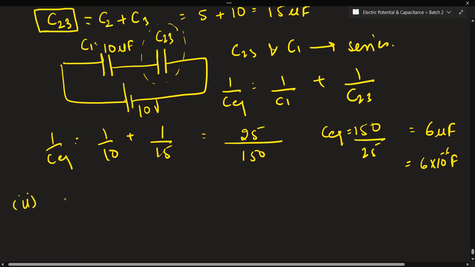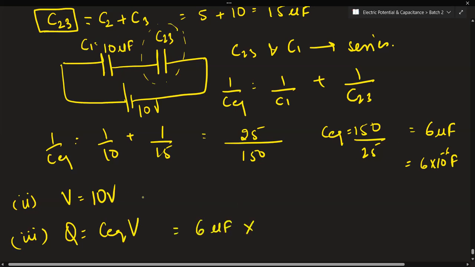Regarding the second answer, total voltage will be the 10 volt only. This is the total voltage of the circuit. Third part says total charge. Total charge will be what? Total capacitance multiplied by total voltage. That's how we have been calculating. C equivalent is 6 microfarad. Voltage is 10 volts. So Q becomes 60 microcoulomb.